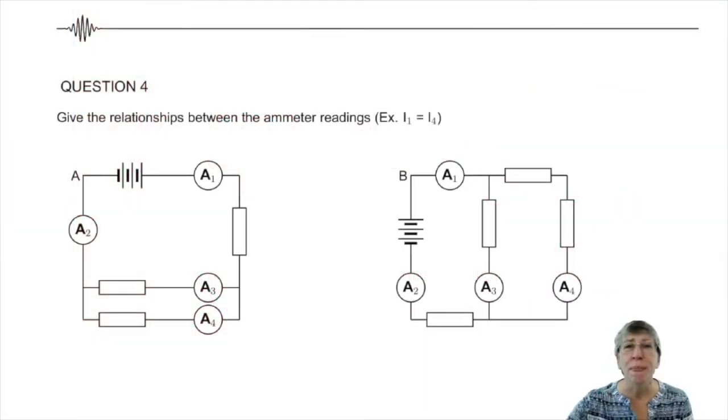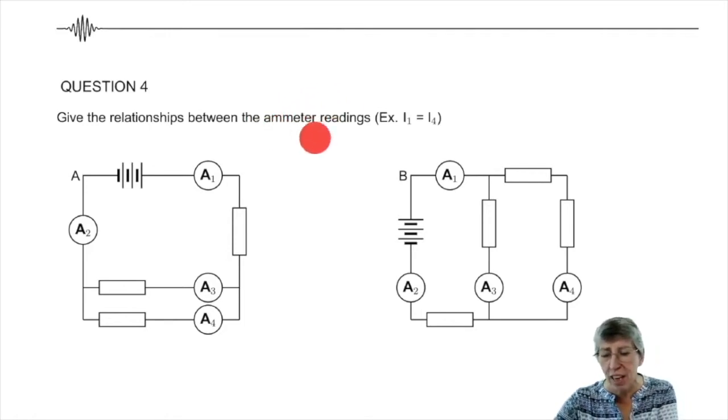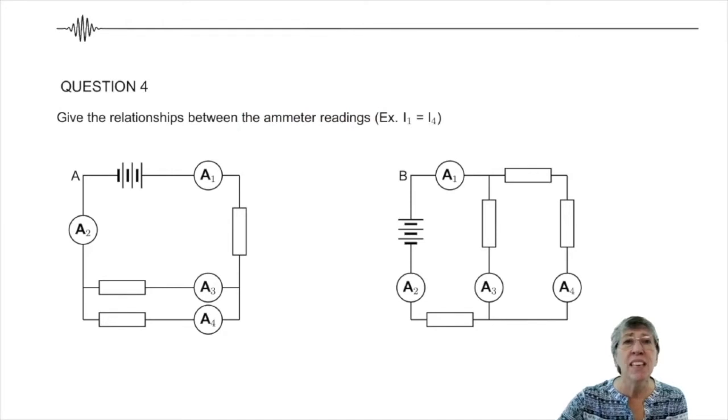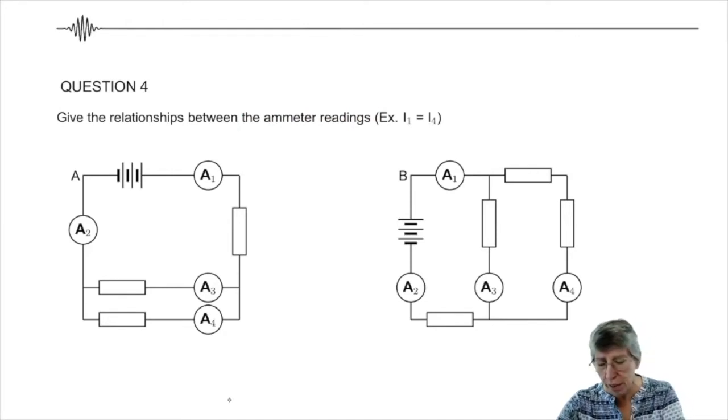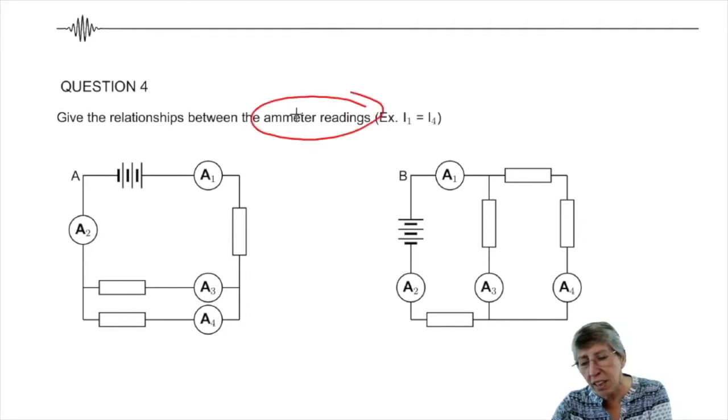Good morning, everyone. Now we are going to apply what we've learned about the principles of electrical circuits. First, we're going to look at the relationships between the ammeter readings. Now, remember yesterday with ammeter readings, we said that was all about the rate of flow. So if you think ammeter readings, think rate.